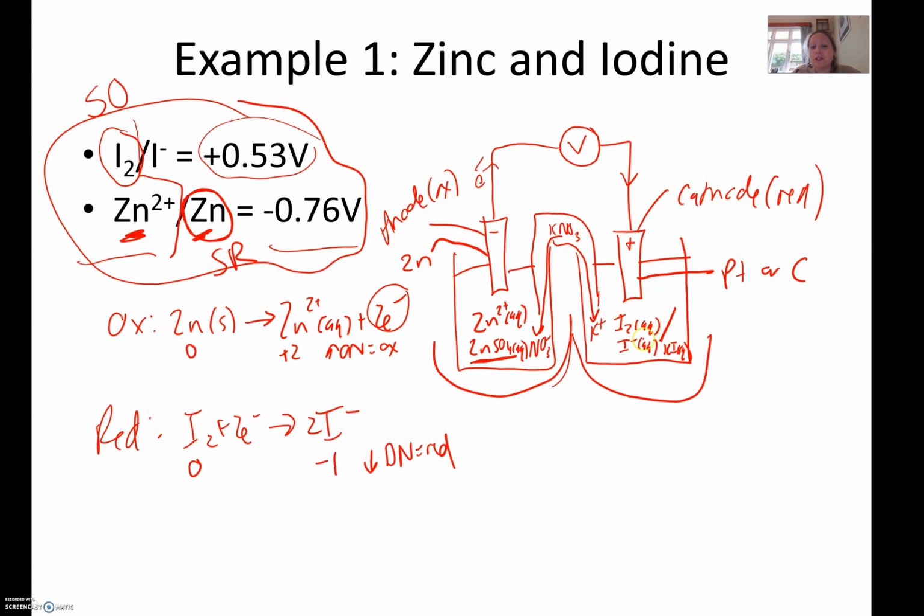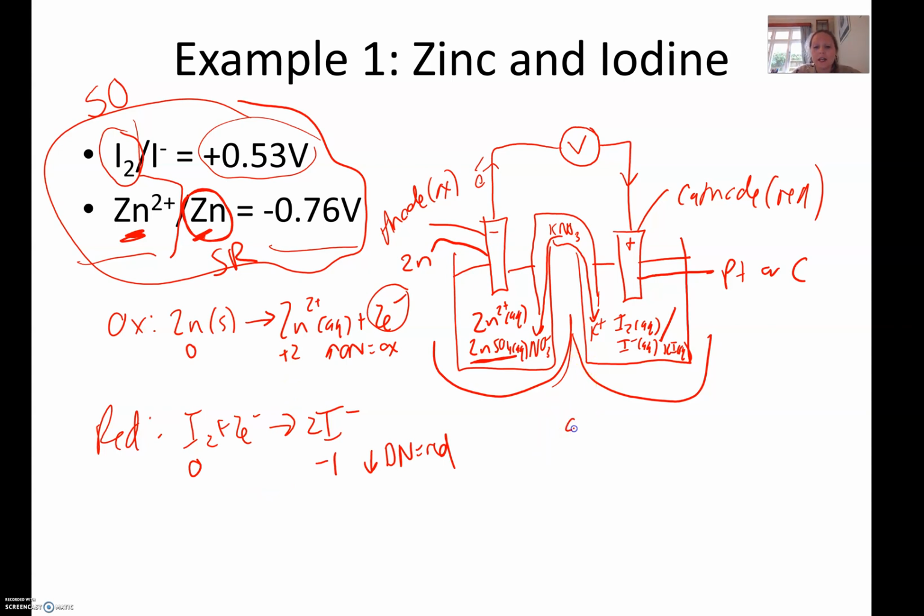Neither of these are metals, and so therefore they'll both be in solution. I2 / I minus, or instead of I minus you could do KI, because I minus doesn't exist on its own. So here are the half equations, and then you could go and do a full equation, but I'm not going to bother. You guys can do that for now, and we'll practice those in the tasks.